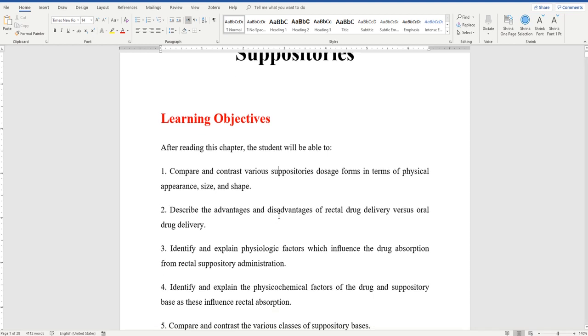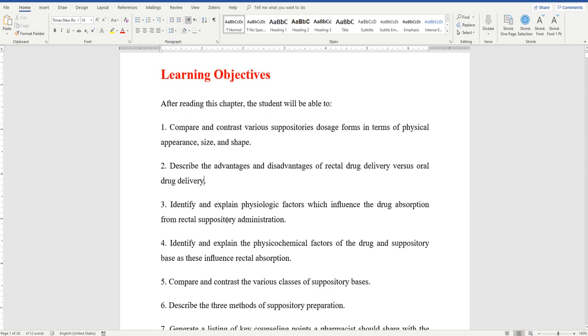Also, we will focus on the rectal delivery of drugs using suppositories, and therefore we need to list the advantages and disadvantages in comparison to oral drug delivery. The third outcome of this topic is to identify and explain physiological factors that will influence or affect drug absorption from rectal suppositories.